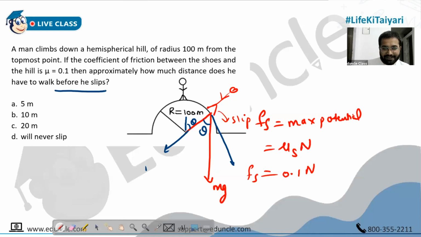So this is theta. So this becomes mg cos theta. This becomes mg sin theta. This is normal reaction N. So normal reaction is balanced by mg cos theta, because he is not oscillating up and down. No, no. So normal reaction is balanced by mg cos theta.